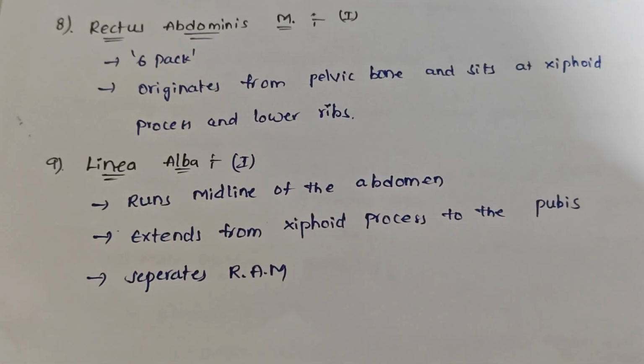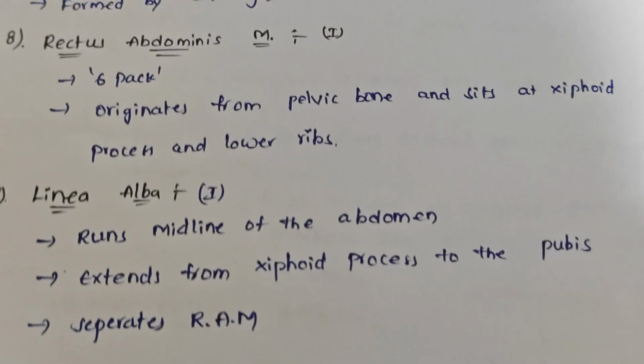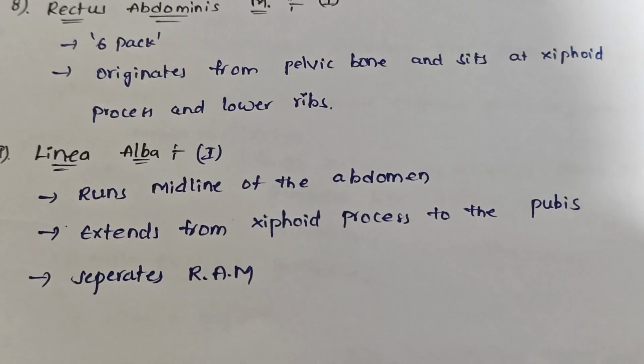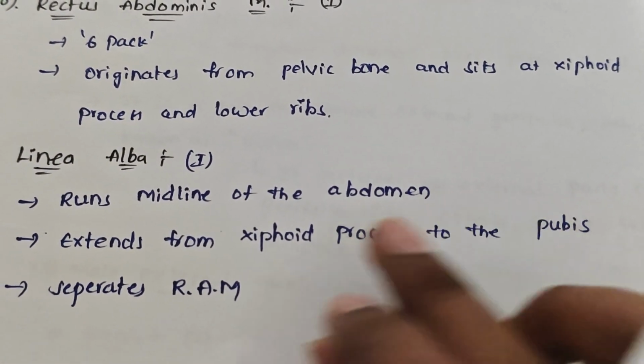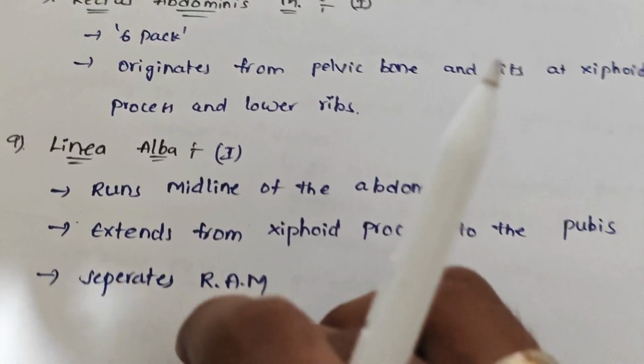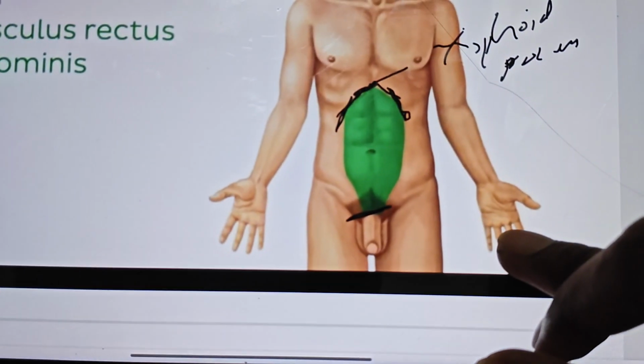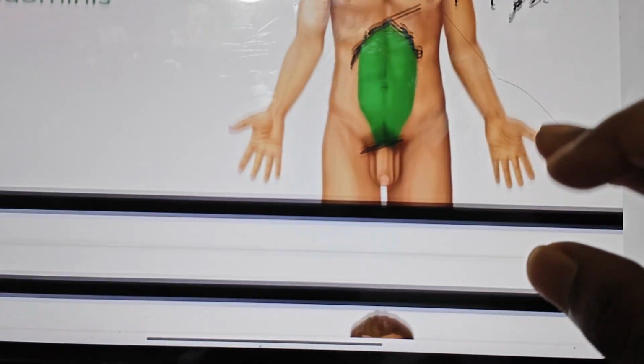Next anatomical landmark is the linea alba. It runs in the midline of the abdomen. It extends from the xiphoid process to the pubis, and it separates the rectus abdominis muscle. This one you see is the rectus abdominis muscle.